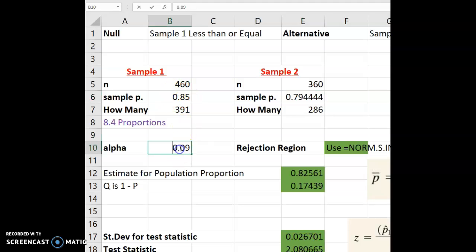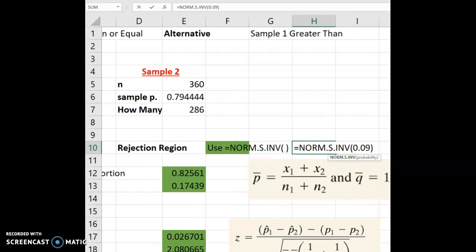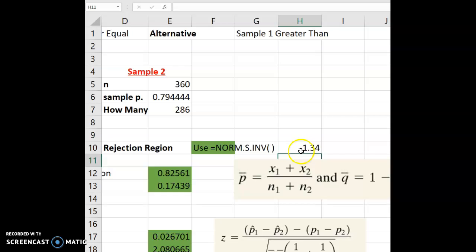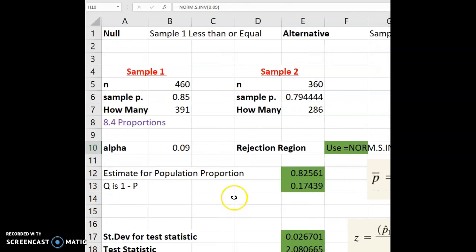So our alpha here was set at 0.09, and our rejection region, we're using the normal distribution, so equals NORM.S.INV, and just put 0.09 in there. And Excel always gives you the left-hand tail critical value. Now our alternative was a greater than, that the south is greater than the north proportion-wise. So this should actually be a positive 1.34 for your answer. It's the same numbers, but Excel always just gives the left-hand critical value.